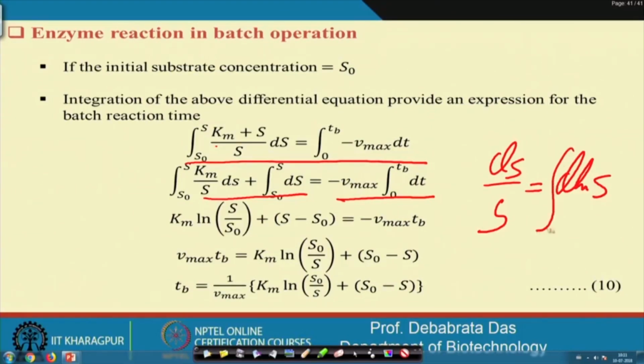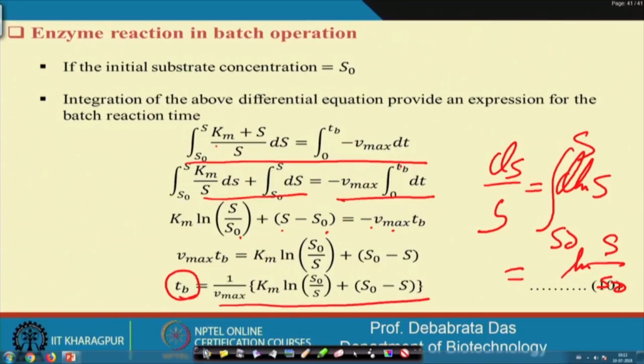Am I right? Now if you integrate from S0 to S, then what will happen? ln(S by S0) is how it comes here, and ds gives S minus S0. Then on the other side, this is minus, integrating from 0 to the batch time. And if we analyze, then we can find the time of the batch reaction can be expressed by this equation. So this is very simple.